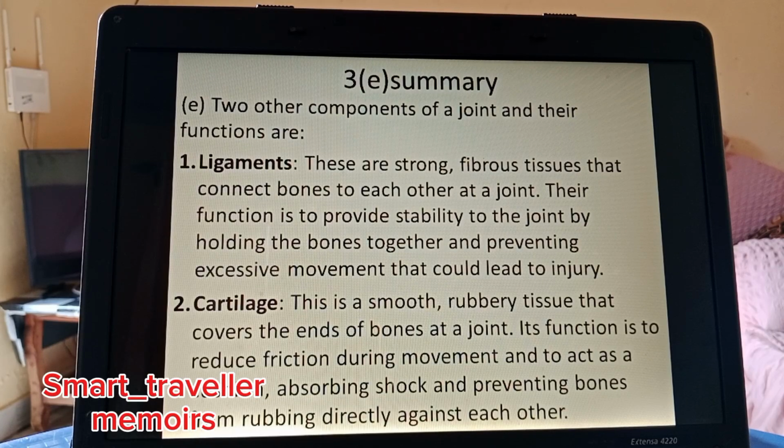Summary of 3E. The two other components of a joint and their function are ligaments. These are strong fibrous tissues that connect bones to each other at a joint. Their function is to provide stability to the joint by holding the bones together and preventing excessive movement that could lead to injury. Cartilage. This is a smooth, rubbery tissue that covers the ends of bones at a joint. Its function is to reduce friction during movement and to act as a cushion, absorbing shock and preventing bones from rubbing directly.